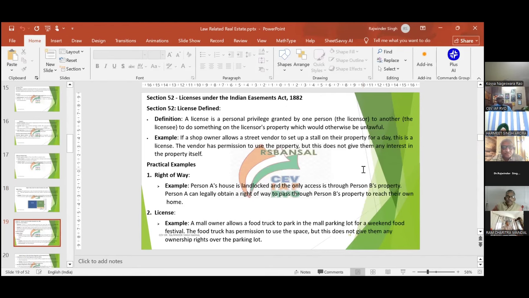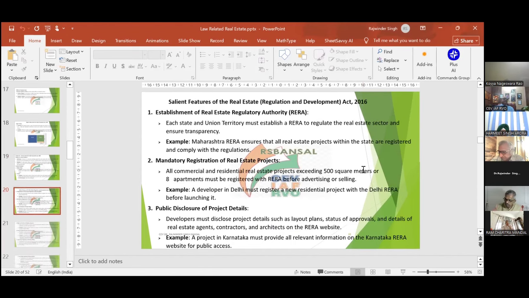And for license, we have already discussed: a mall owner allows a food truck to park in the mall parking lot for a weekend food festival. The food truck has permission to use the space, but this does not give them any ownership rights over the parking lot.